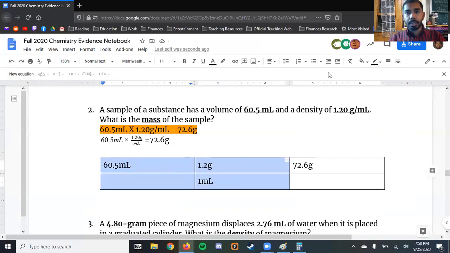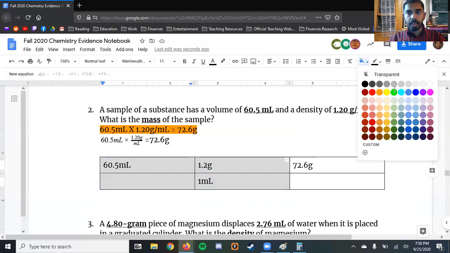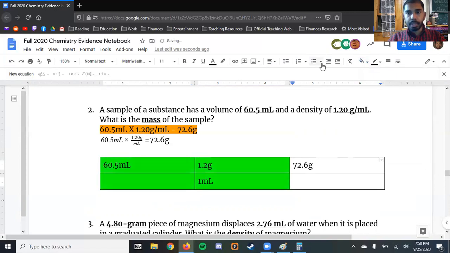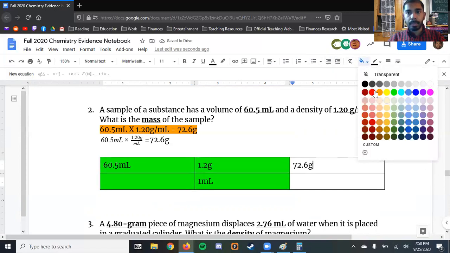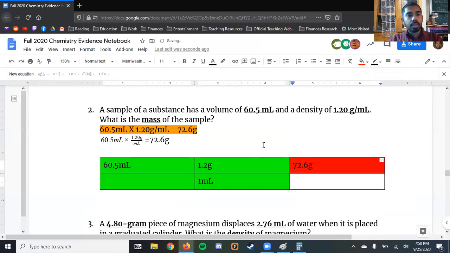These 3 are starting materials. I'm just going to cover that in green. There's no math being done. We're just going to color this one in red. That's where we end. So we've got 3 different ways to show the same thing.